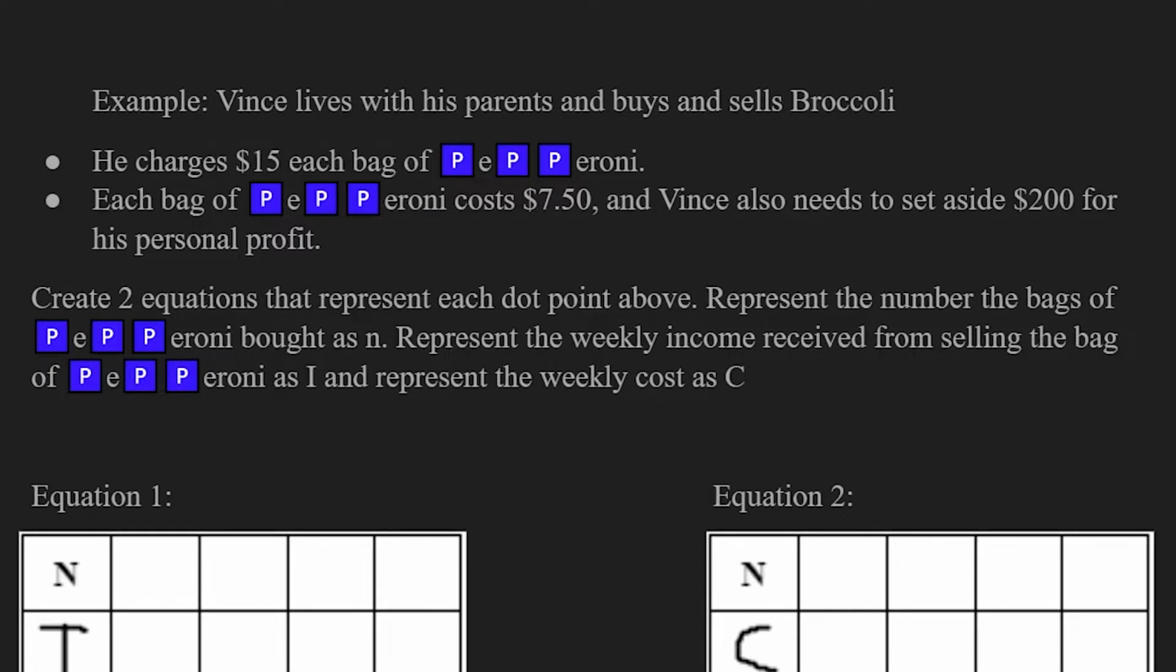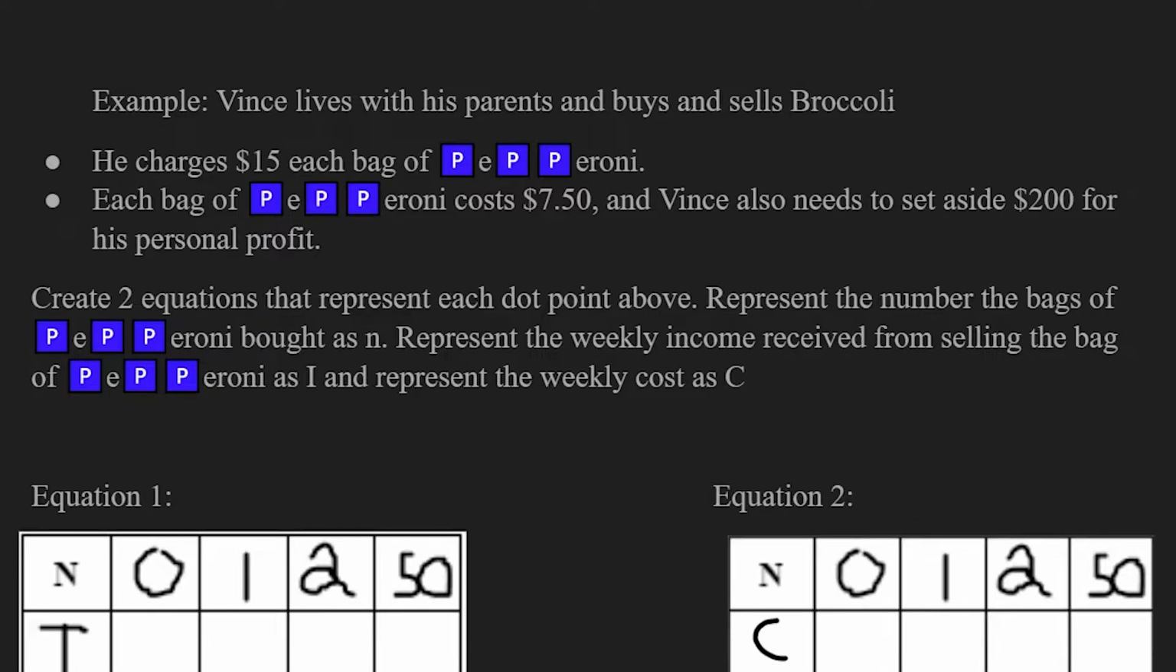The bottom row will be a little bit different. It represents the weekly income received from selling the bags of broccoli, as I. So we will put I on equation 1. For equation 2, we're talking about costs. Costs is C, so we'll put C on equation 2.